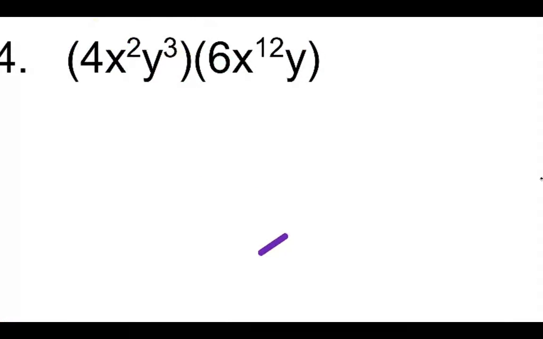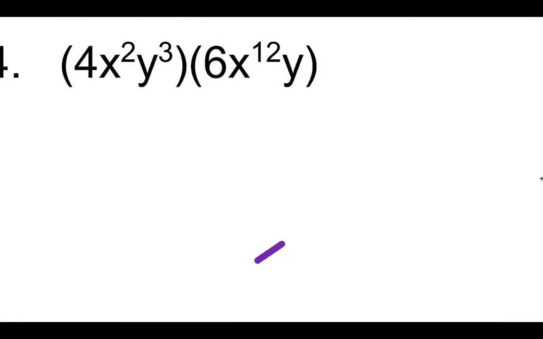Okay, so again, multiply the numbers first. Where's our numbers here? Okay, I've got a 4 and a 6. Multiply them out. 24. Okay, we're done with those. Now I'm going to focus on the next letter. And I just go in alphabetical order here. So I'm starting with this x squared and this x to the 12th.